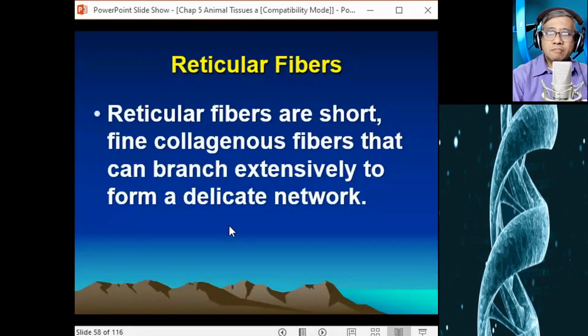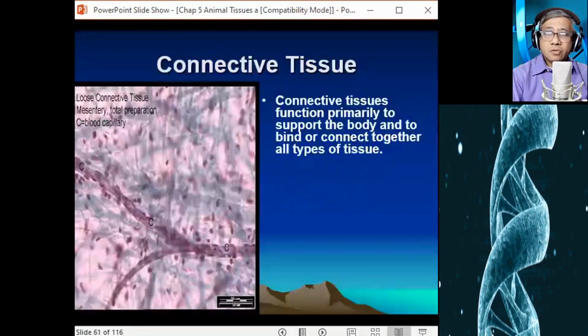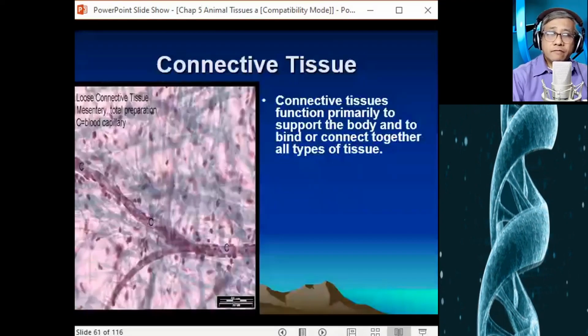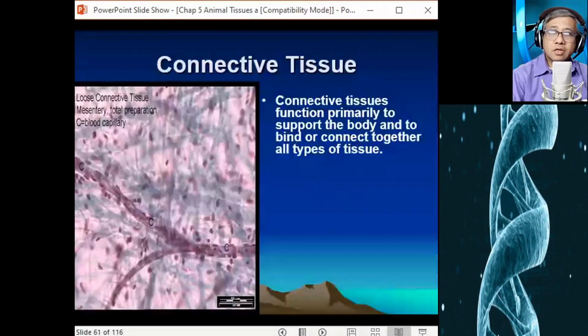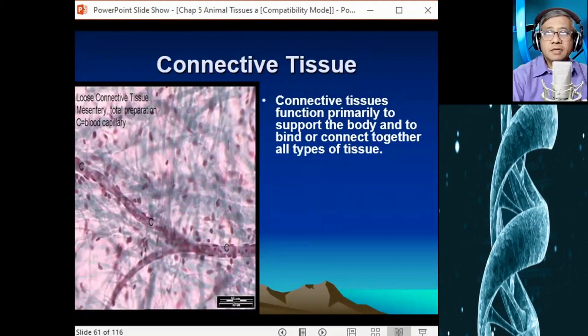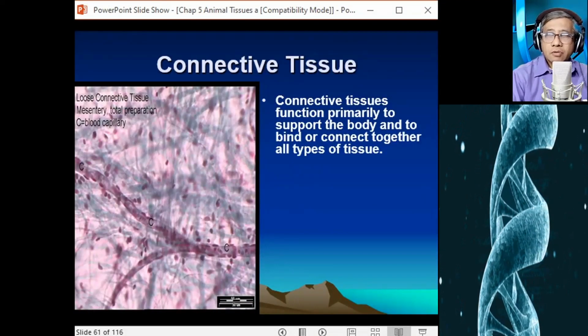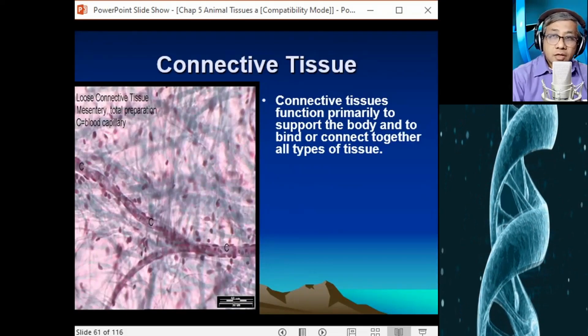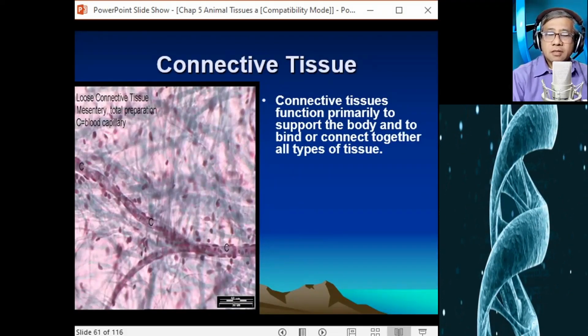So moving on, again, a quick review of the function of connective tissues. Connective tissues function primarily to support the body and to bind or connect other tissue types. Now, this was mentioned already a while ago.